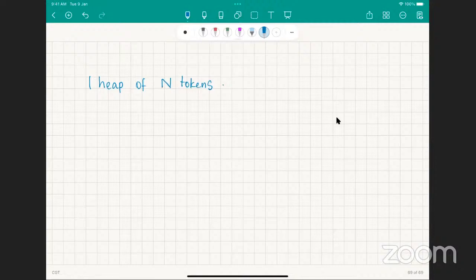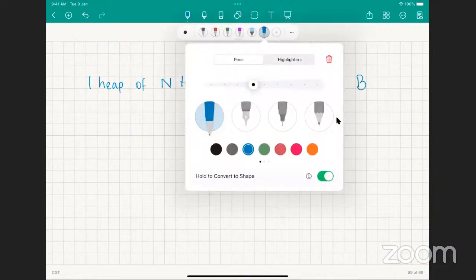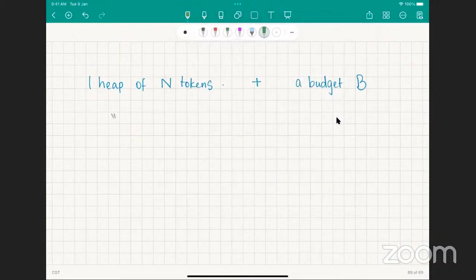In fact, a good way of describing a state of Fibonacci NIM would be the number of tokens on this heap plus a budget for how many tokens can be removed in the current move. I'm going to denote that budget by B. The rules are that to begin with, the starting budget is always n minus 1. On subsequent moves, the budget is 2 times the number of tokens that were removed in the previous move by the opposite player.